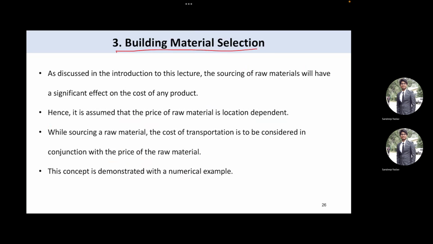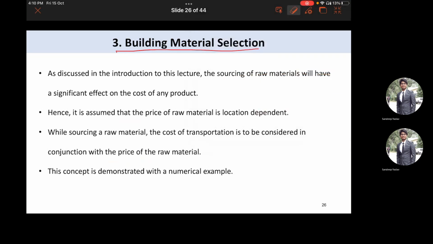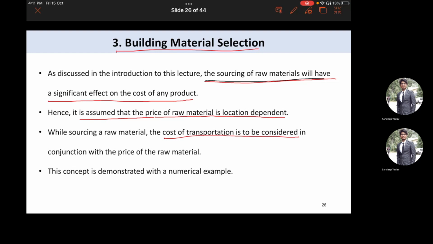As discussed in the introduction of this lecture, the sourcing of raw material will have a significant effect on the cost of any product. Hence, it is assumed that the price of raw material is location dependent. While sourcing a raw material, the cost of transportation is to be considered in conjunction with the price of the raw material. This concept is demonstrated with a numerical example.